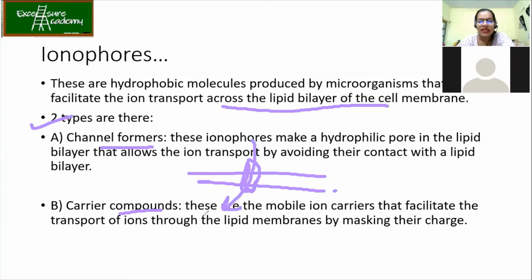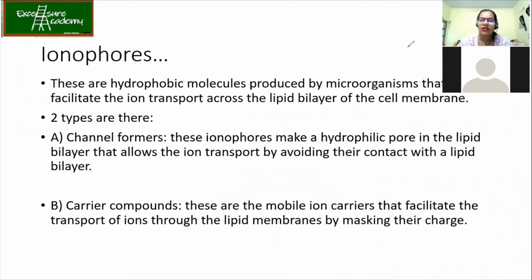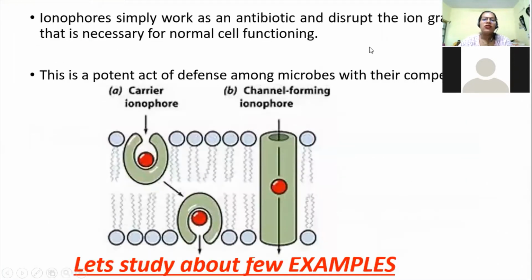Now carrier compounds are the mobile ion carriers that facilitate the transport of ions through the lipid membranes by masking their charge. So on the plasma membrane, you have got something like this, to which your cation or anion binds, and then it flips and delivers to the other side. Okay. So ionophores simply work as antibiotics and disrupt the ion gradient that is necessary for normal cell functioning. So this is what I was saying, that they act as antibiotics.